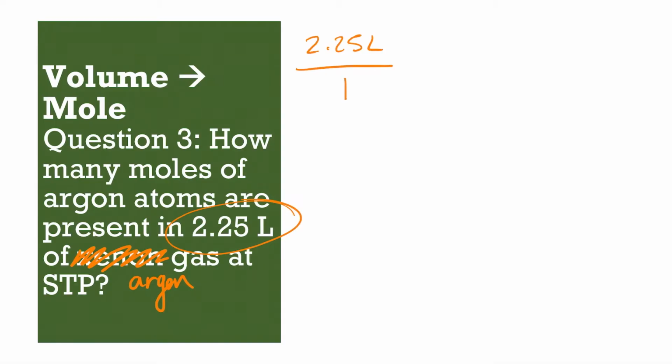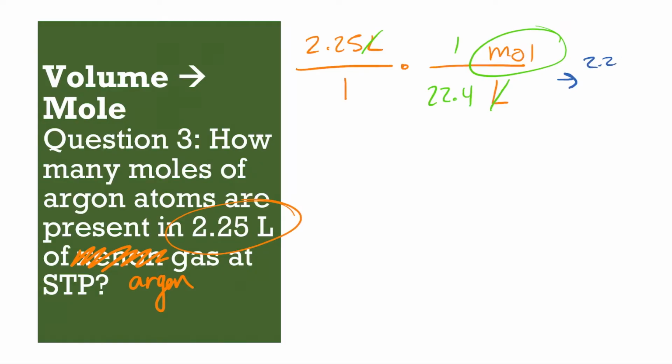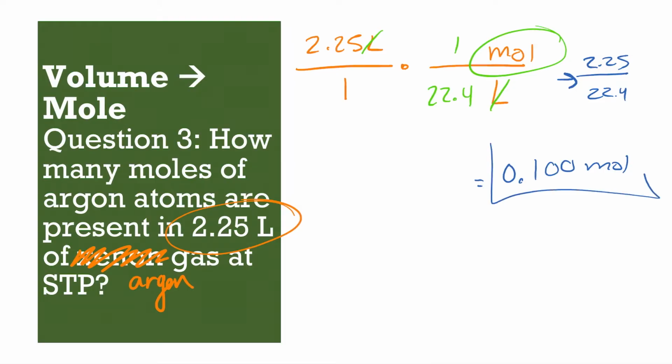Put your given over 1. You want liters to cancel, so it goes on the bottom. We are looking for moles. So again, in 1 mole, we have 22.4 liters. That is the conversion that we learned today. Liters cancel out, we're left with moles. We set it up correctly. So that means we get 2.25 divided by 22.4, which gives us 0.100 mole. And that is it.